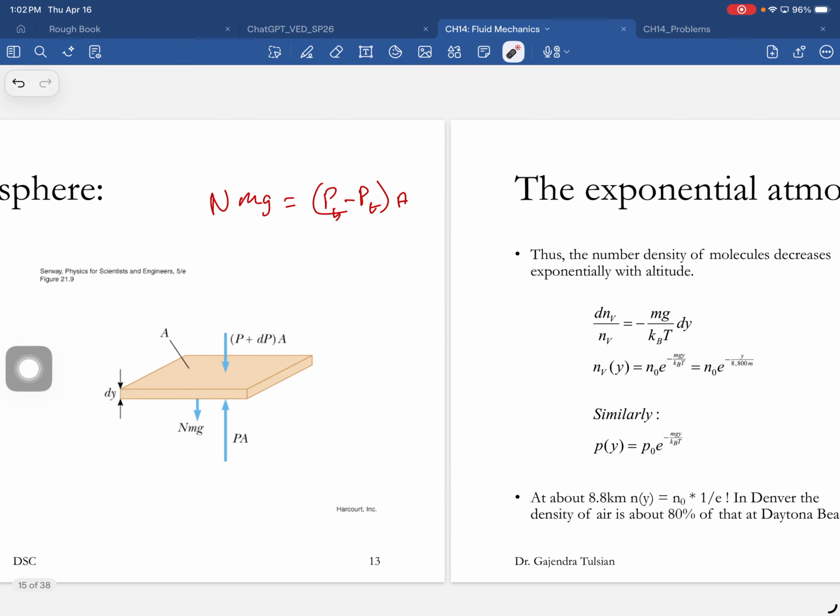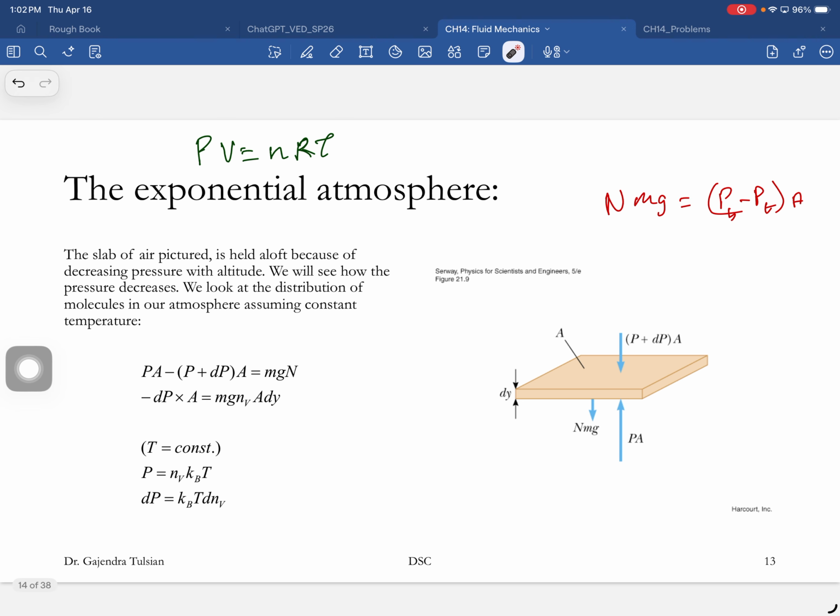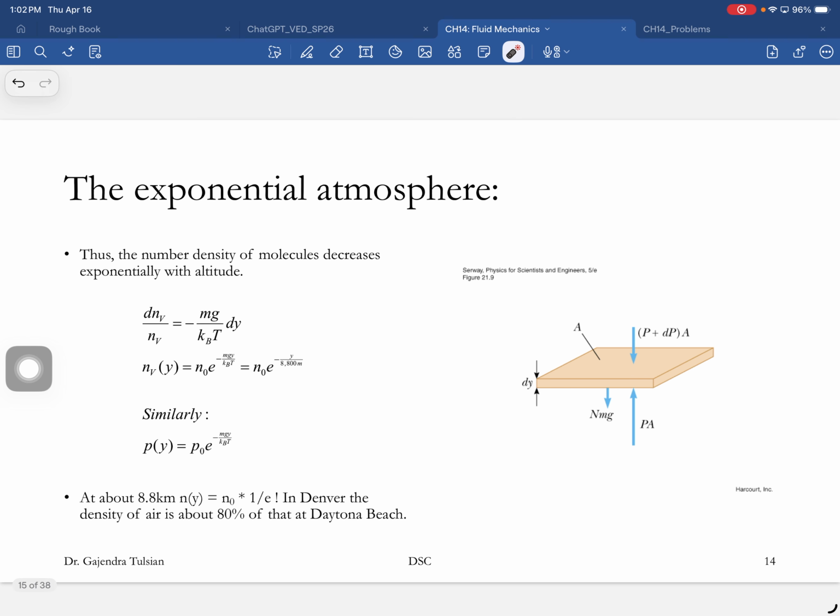Now this is assuming that the temperature remains constant, but as you go up, for every kilometer, every 1,000 meters, the temperature decreases by about 6 degrees Celsius. Since the temperature decreases, the pressure must decrease. So the pressure actually decreases faster than exponentially. All right, so the pressure decreases exponentially.